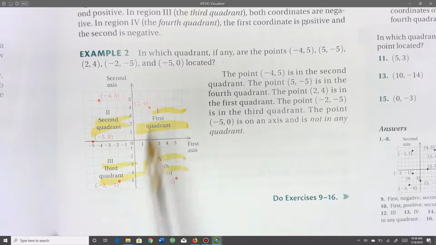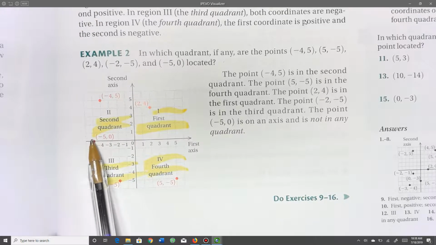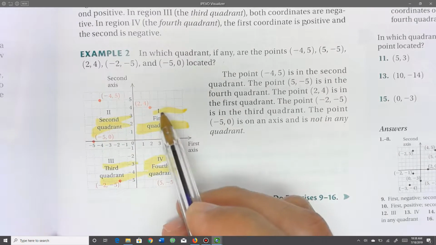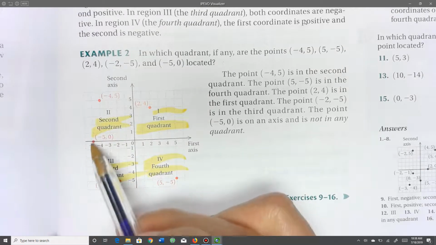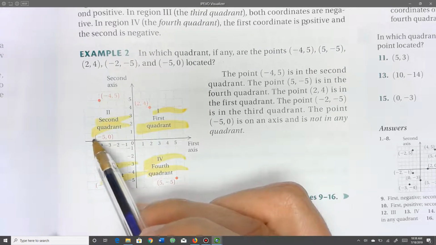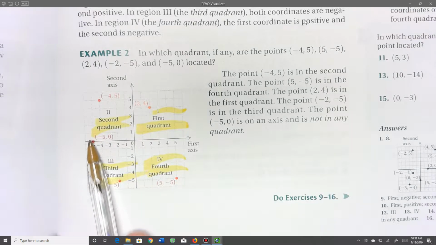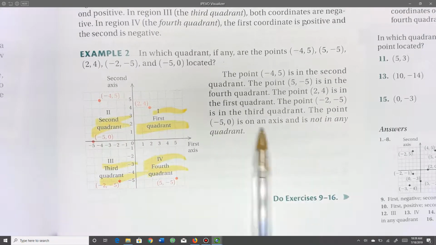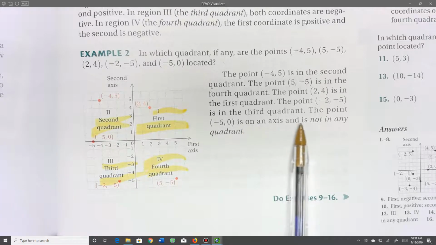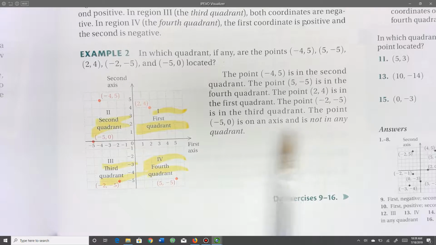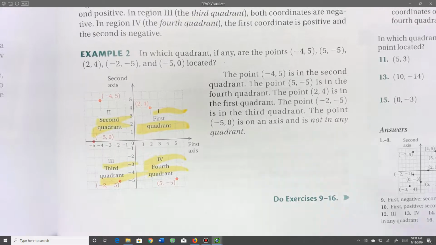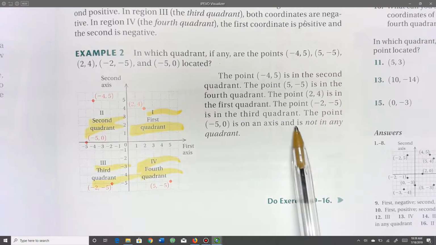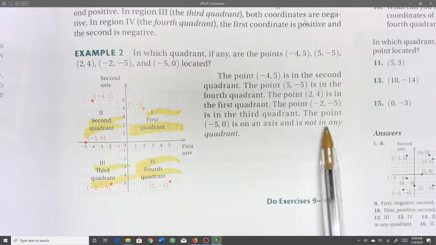What about that one? And it's -5 and 0. We don't move. See, we don't move up or down because the y value is 0, so we plot the point there, and now we can see that this point is in neither quadrant. It's not on that one, it's not on this one. So the answer should be something like: it is on an axis and it's not in any quadrant. Okay, that should be the answer for that one. Okay, and that's one option that the software is gonna give you, so it's gonna be easy to spot.